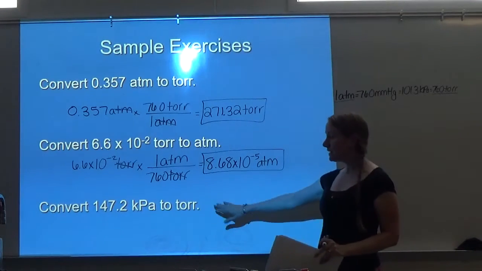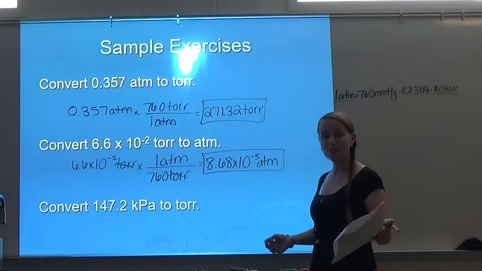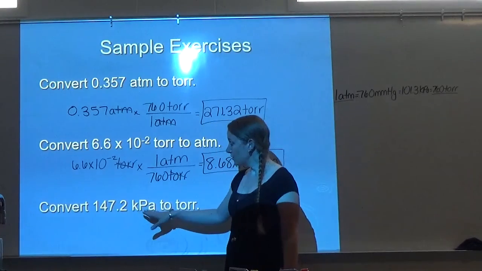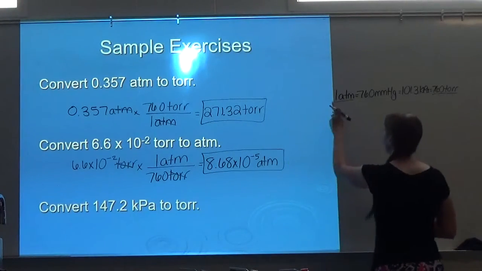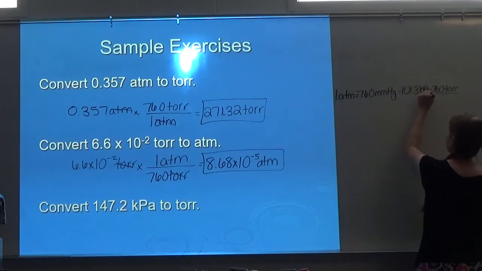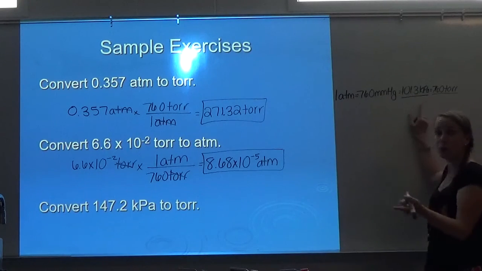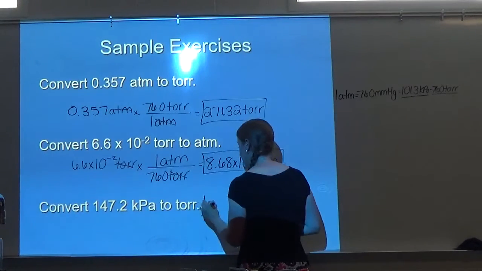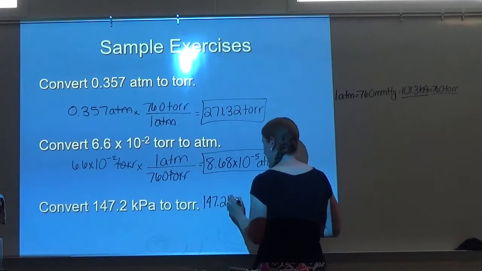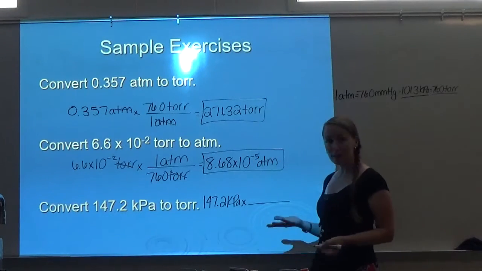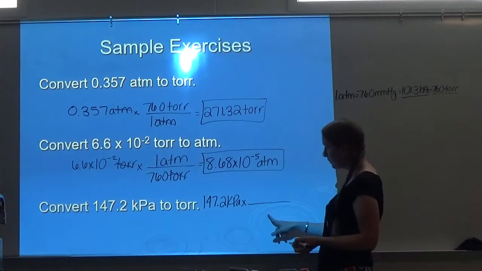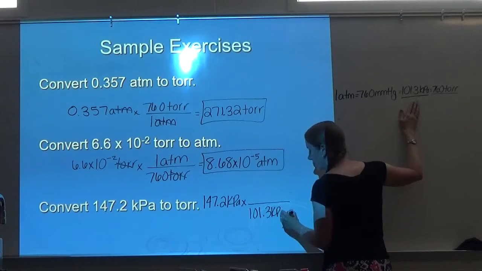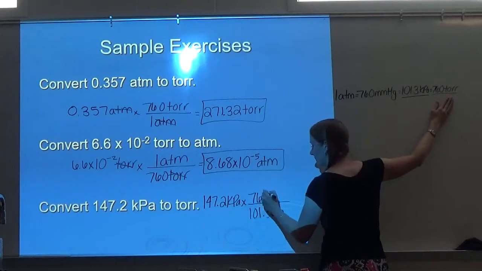Alright, so definitely pause and try this last one real quick. I'll assume you've done that, and let's look at it together. So this one says convert 147.2 kilopascals to torr. So this time I'm not interested in atmospheres. I'm interested in kilopascals and torr. So I can see 101.3 kilopascals equals 760 torr. So I start with what I'm given, 147.2 kilopascals. I follow my golden rule. If kilopascals is on top, kilopascals goes on bottom, and it's 101.3 kilopascals. And that, of course, equals 760 torr.